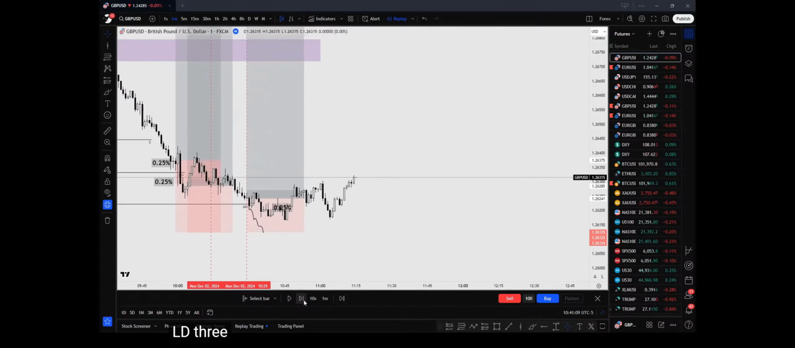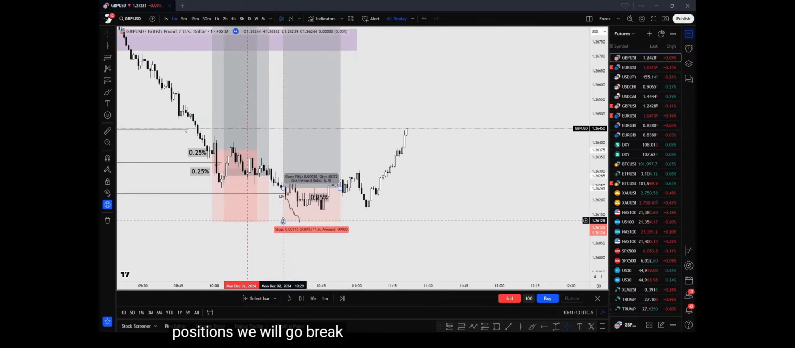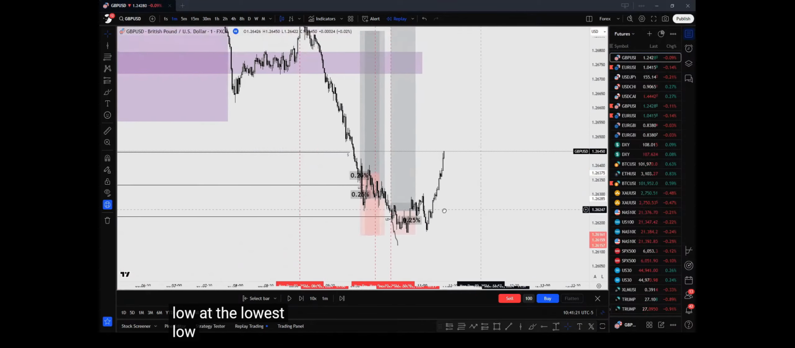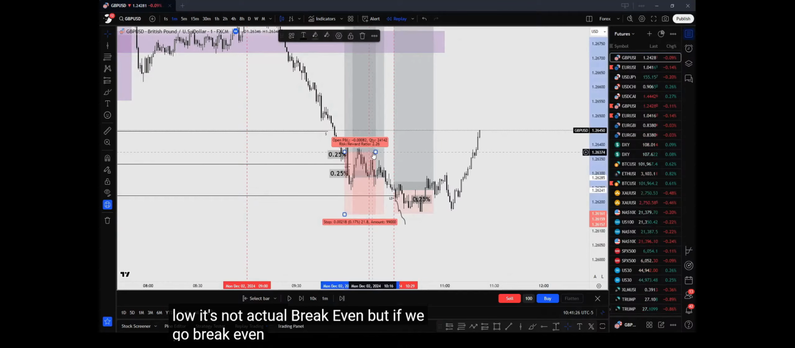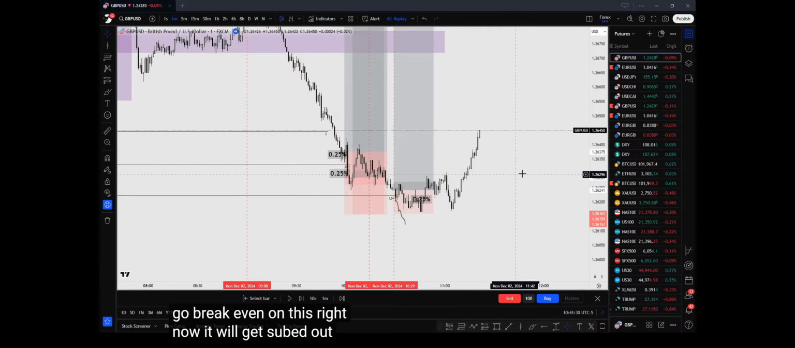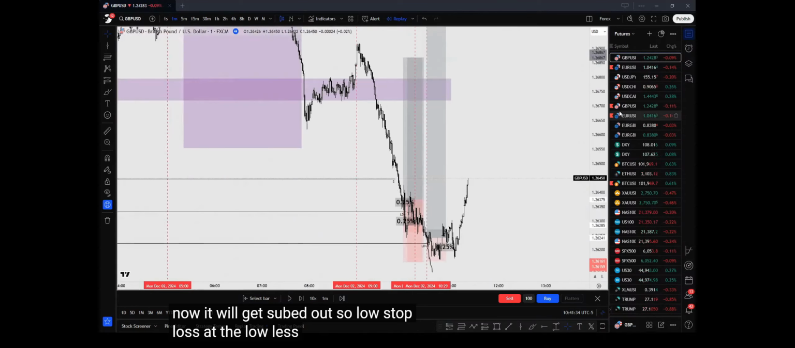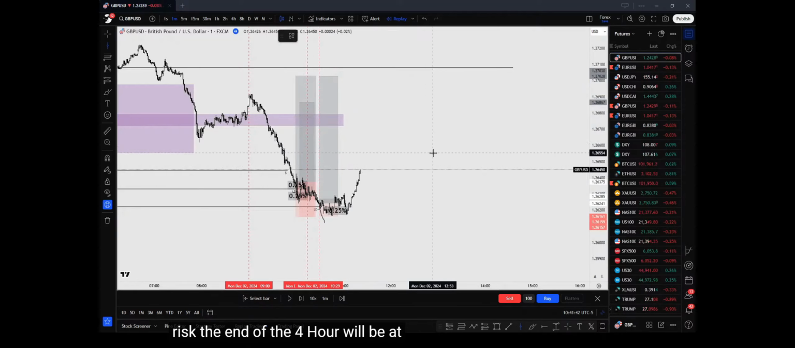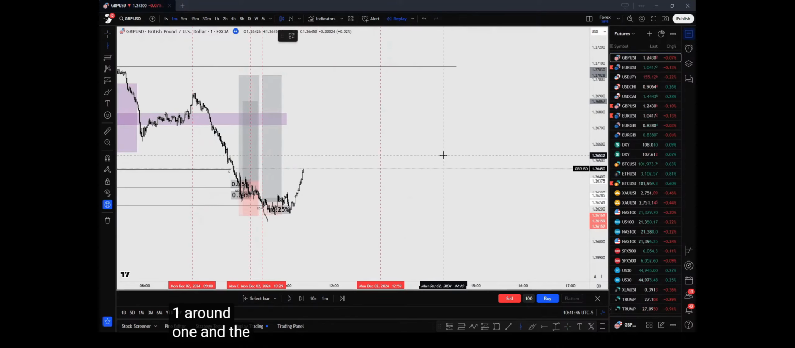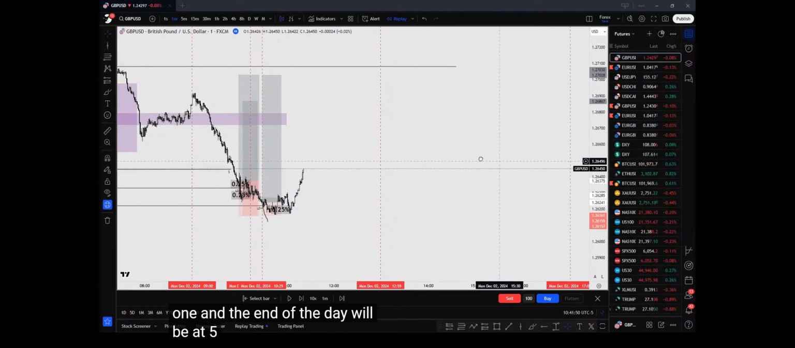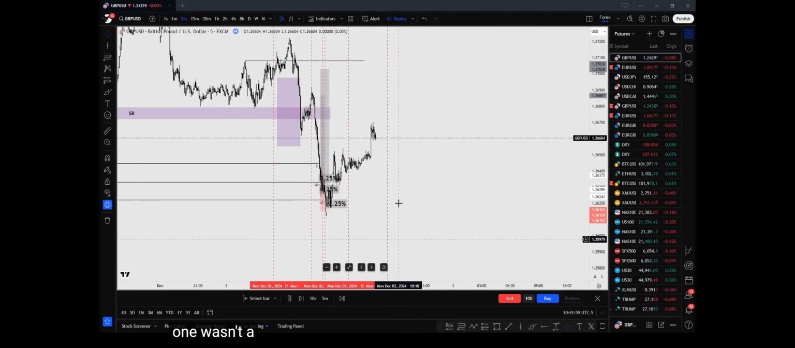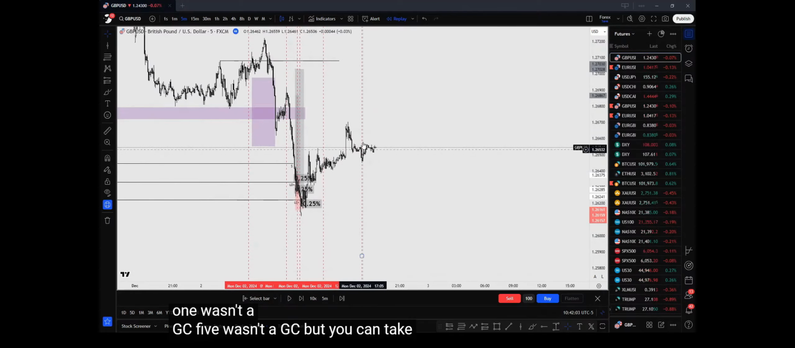3 positions. We'll go break even, and by break even I mean stop at the lowest low. It's not actual break even, but if we go break even on this right now, it will get stopped out. So stop loss at the low, less risk. The end of the 4 hour will be around 1, and the end of the day will be at 5. 1 wasn't the GC, 5 wasn't the GC, but you can take profit at 5.